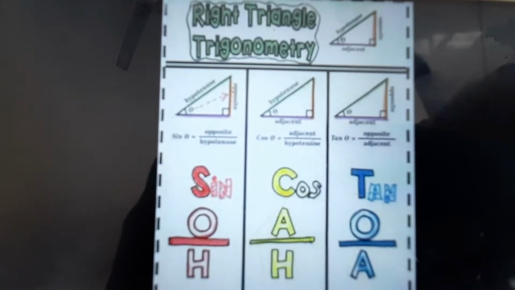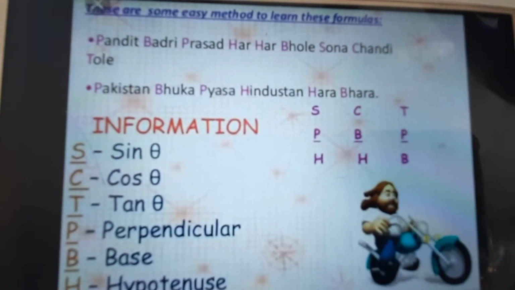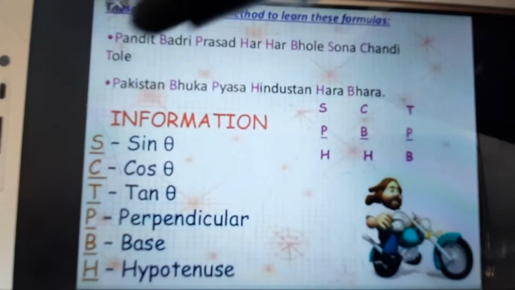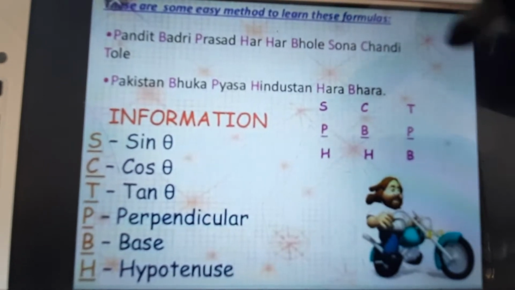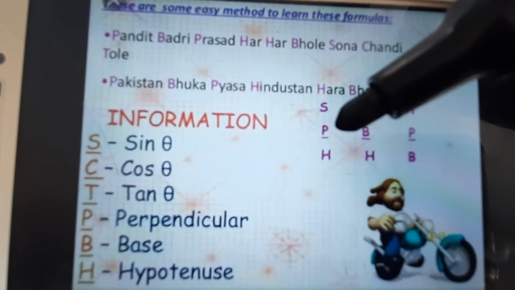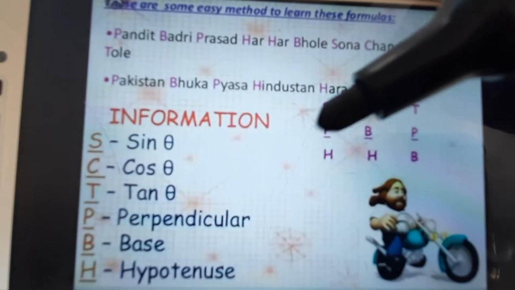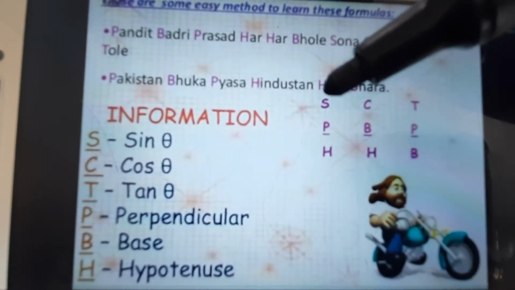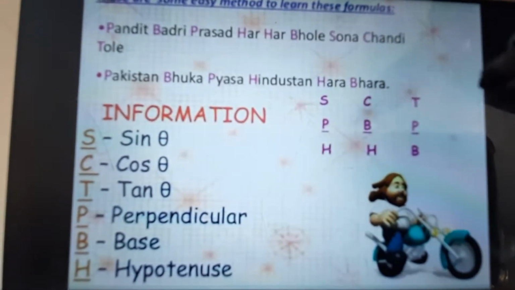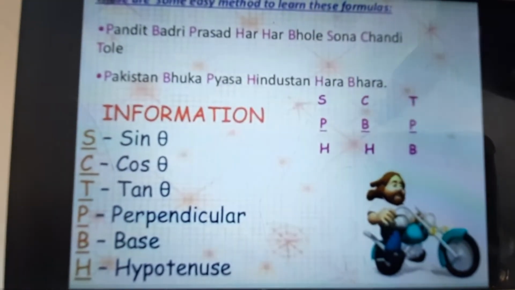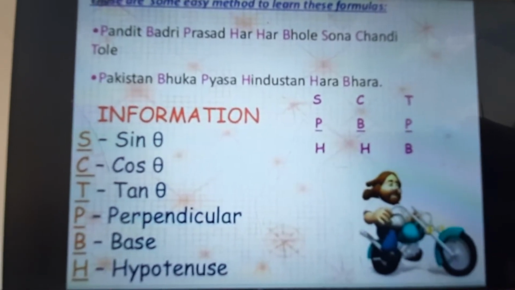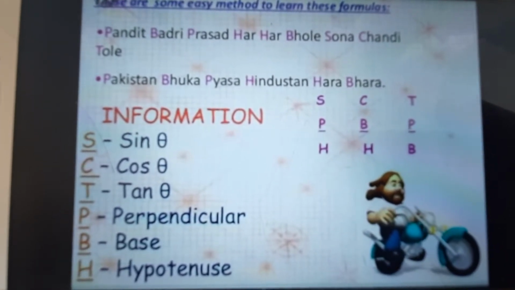These are the 6 trigonometric ratios, and we have learnt the method of remembering these ratios like Pandit Badri Prasad Harar Bhole, and we will represent it in this way: PBP, Pandit Badri Prasad Harar Bhole, Sona Chandi Tole. Sona S stands for sine, C cos, and Tole T stands for tan. Now let's do question number 6 of 8.1 exercise.